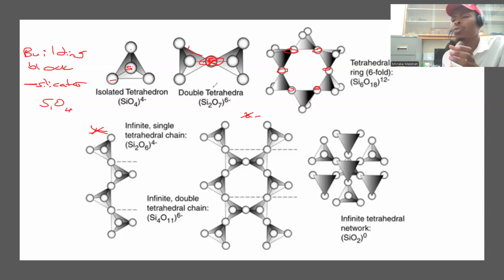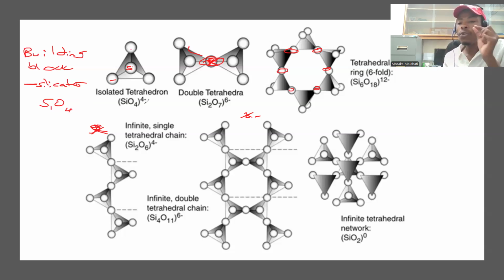Okay, you can imagine this as connecting a series of pyramids in a straight line. Here you are connecting a series of pyramids in a straight line. So that's how you can imagine a single chain silicate: you are connecting a series of pyramids in a single straight line.